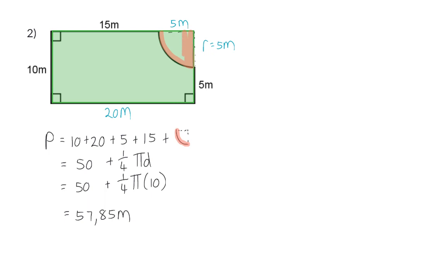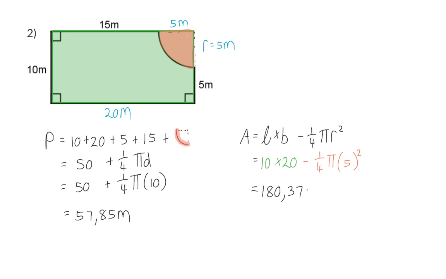To calculate the area of the shape, we're going to start off with the area of a rectangle and then subtract the area of a quarter circle. The area of a rectangle is length times breadth, and to get the area of a quarter circle, we're going to start off with our circle, pi radius squared, and multiply by a quarter. The length of the rectangle is 10 and the breadth 20. And we've already determined that the radius of the circle is 5, which should now be squared. This will give us an area of 180,37 meters squared.